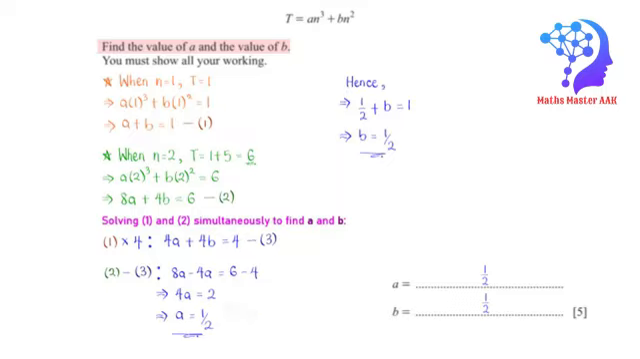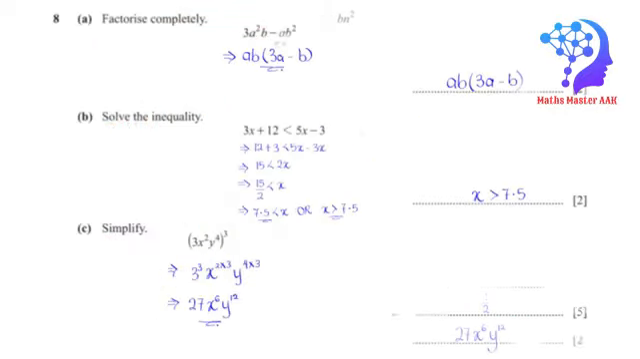So now that we have the value of a, we can substitute that in either equation 1 or equation 2. When we substitute it in equation 1, we have half plus b is equal to 1. When we make b the subject, we have 1 minus half, which is half. For our final answer, we have a is equal to half, b is equal to half.